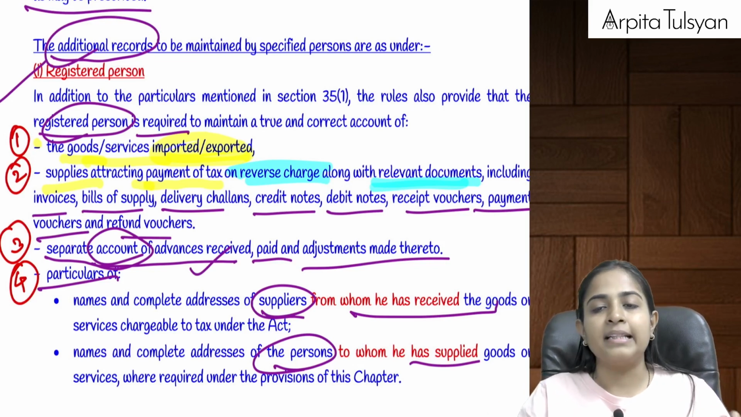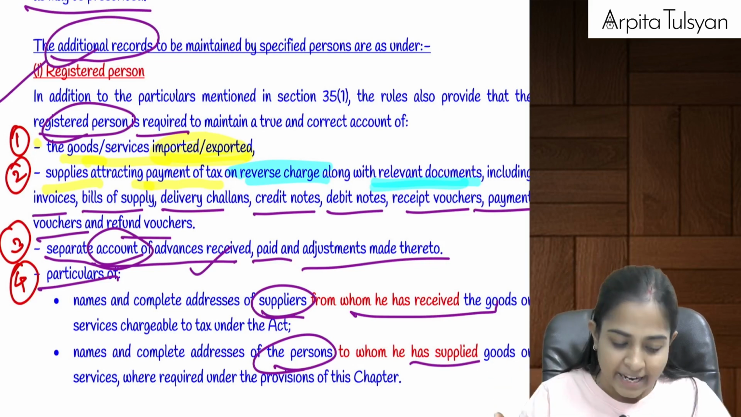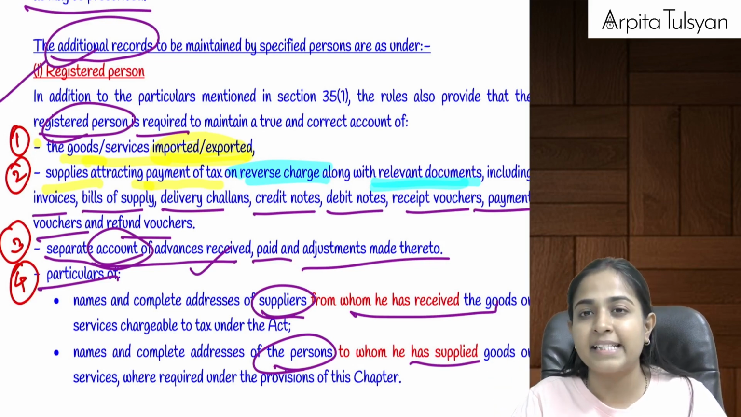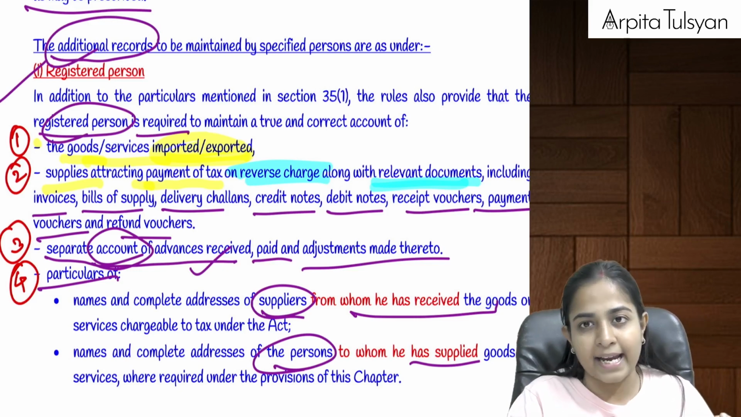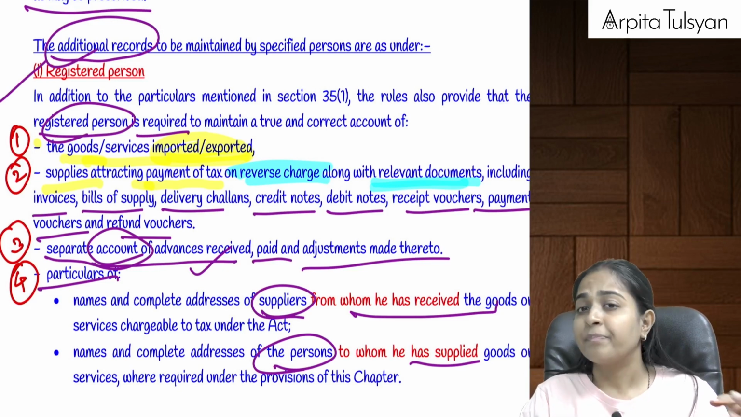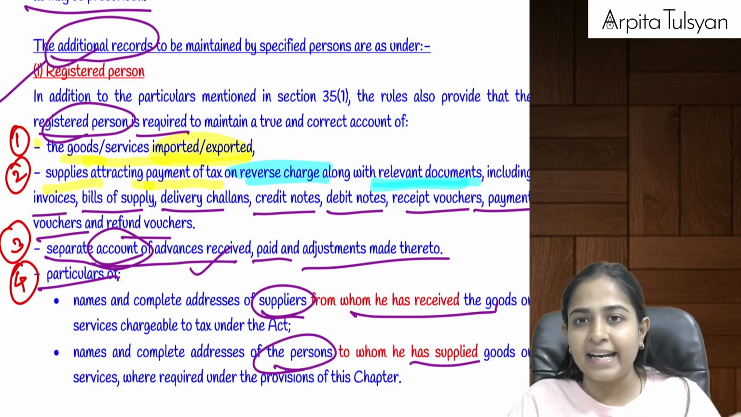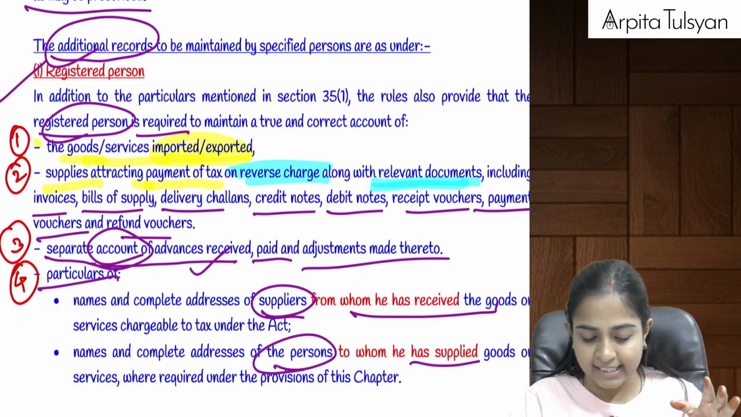It will have to maintain the details about goods imported, goods exported. It will have to maintain the details about all those supplies which attract tax under reverse charge mechanism, including the documents of tax invoice, bill of supply, delivery challan, debit note, credit note, payment voucher, refund vouchers. All these details need to be maintained.